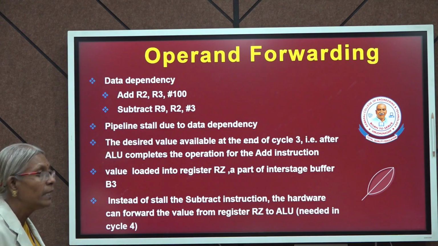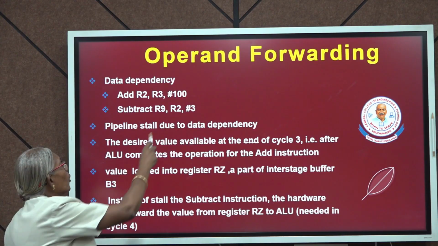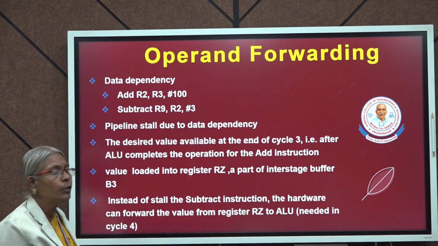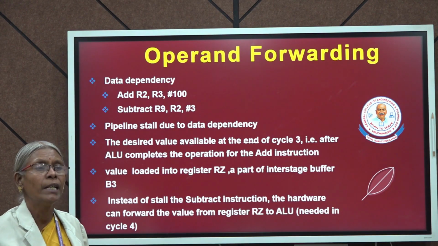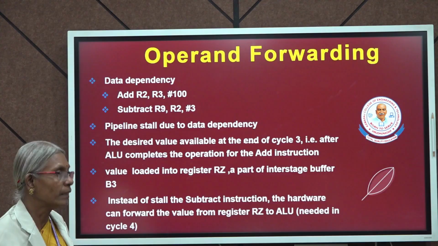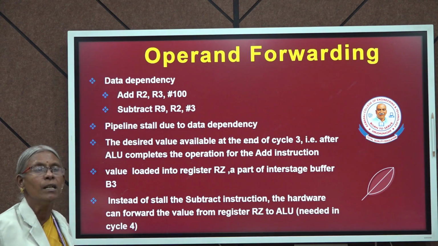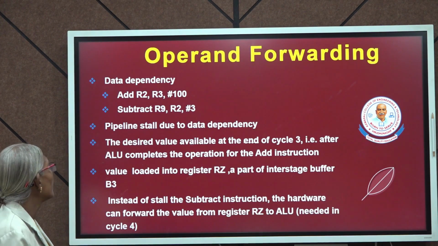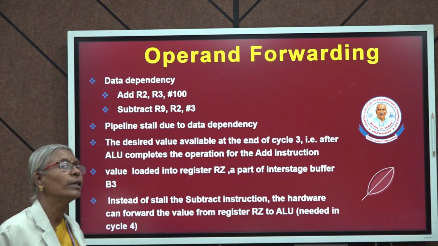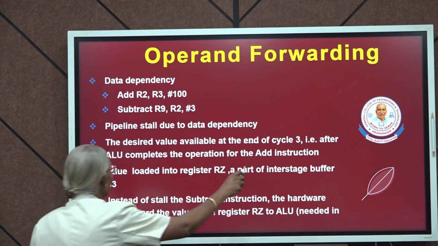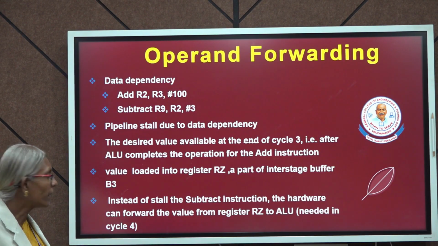Here we have the data dependency. One of the source operands for the second instruction is R2, but it is still the destination for the previous instruction, and it is available only during clock 6. So the second instruction depends on the data from the previous instruction. Now we have a pipeline stall, and that is due to data dependency.